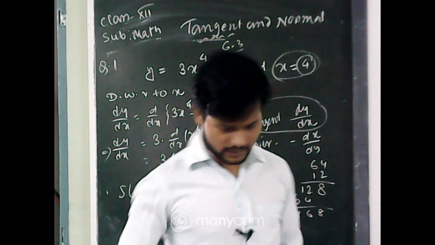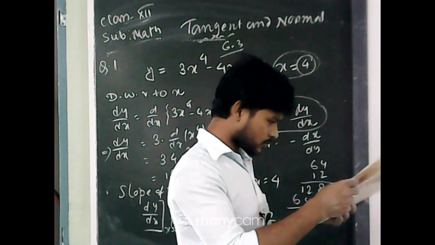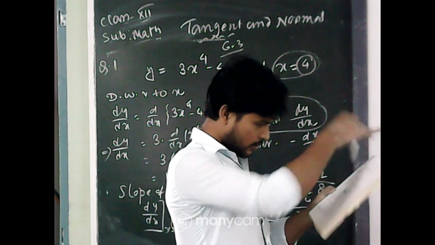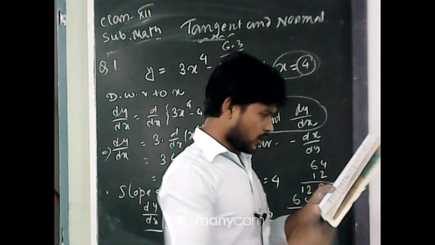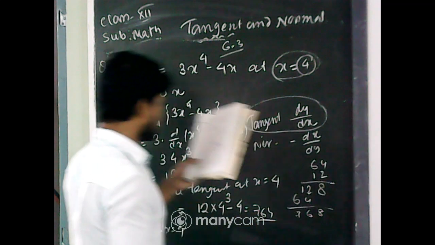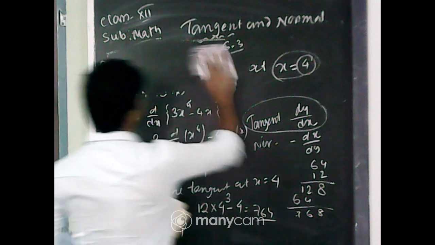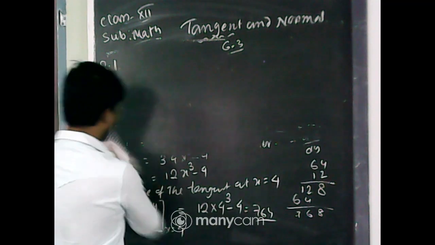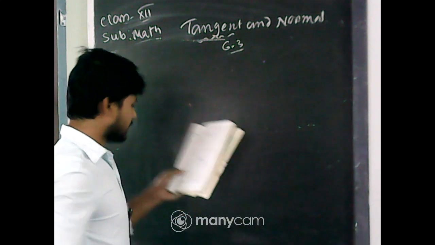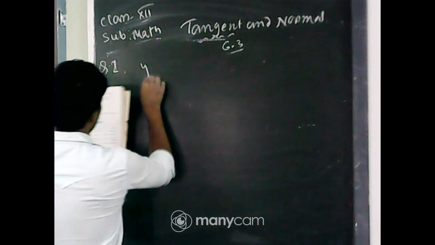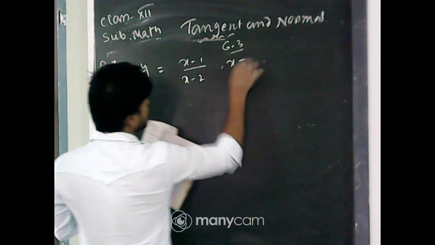Are not the questions very easy? Okay, now let's solve question number 2. Find the slope of the tangent of the curve at x equal to 10 where x is not equal to 2. So the process is the same. We have to differentiate the curve and put x equal to 10 there. So the curve is y is equal to x minus 1 by x minus 2, where x is not equal to 2.